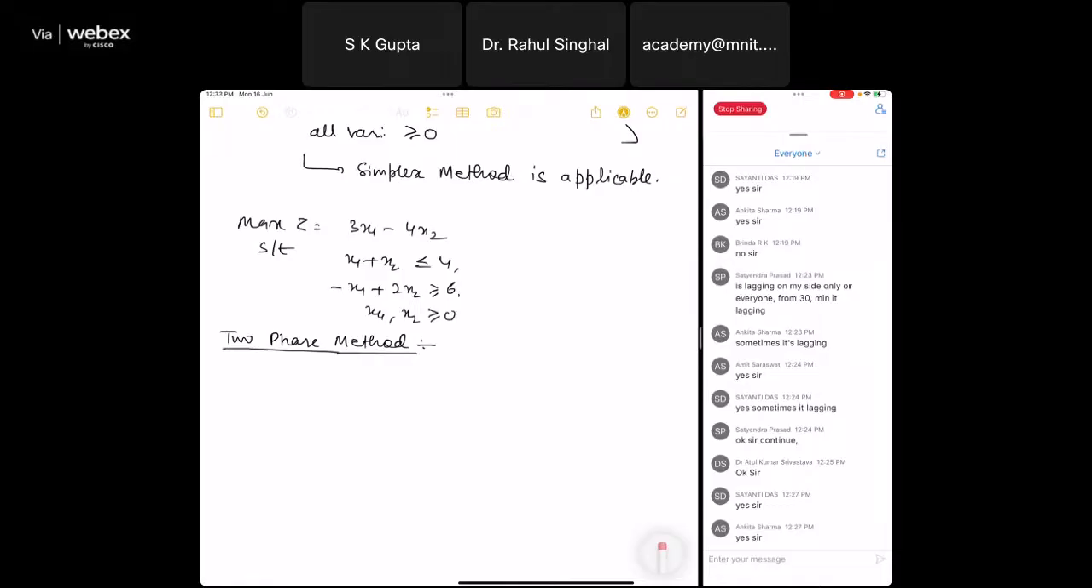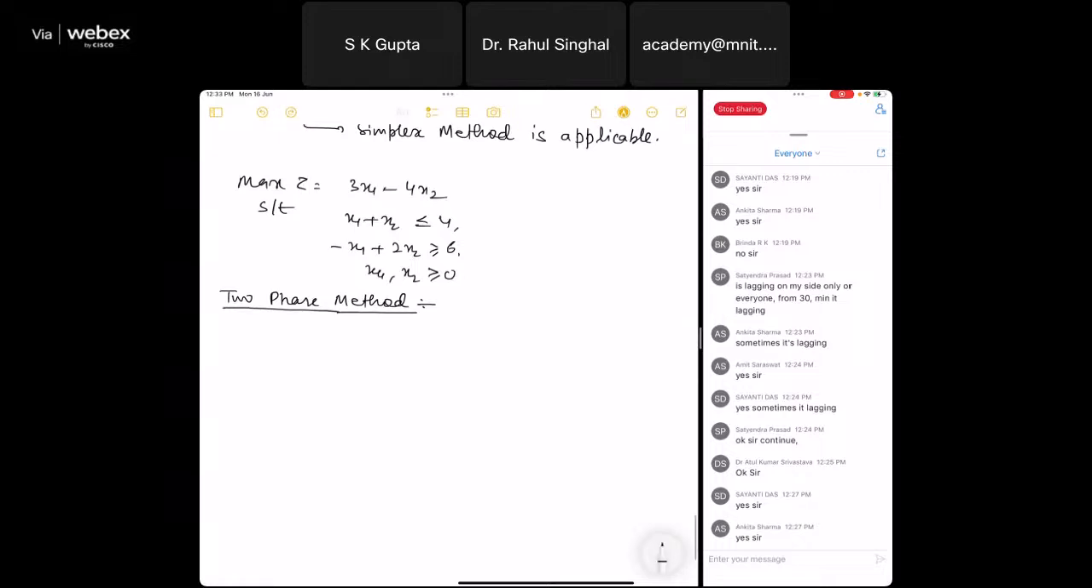Let us take this example itself, whatever I have written above. You can see that this constraint we can write as x1 plus x2 plus s1 equal to 4. The second constraint we can write as minus x1 plus 2x2 minus s2 equal to 6, right? Because now the left hand side is more than the right hand side, so we have to subtract something from the left hand side to make it an equation. And all variables are greater than or equal to 0, right?